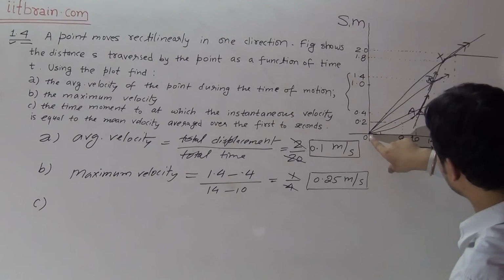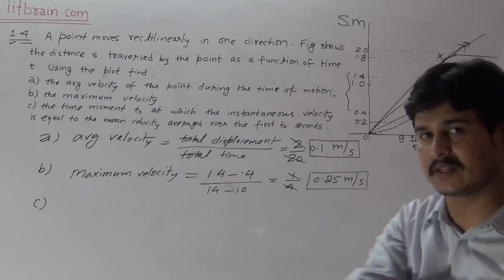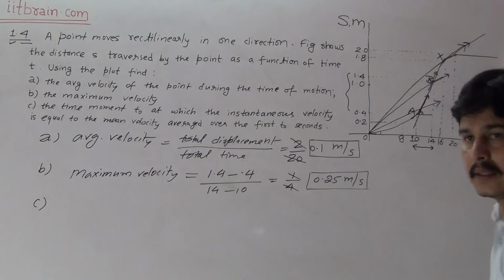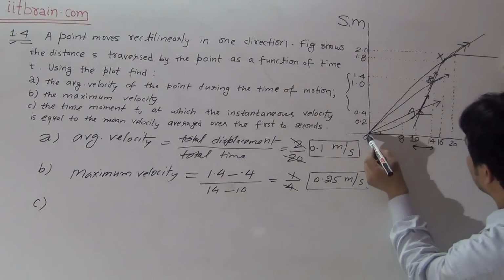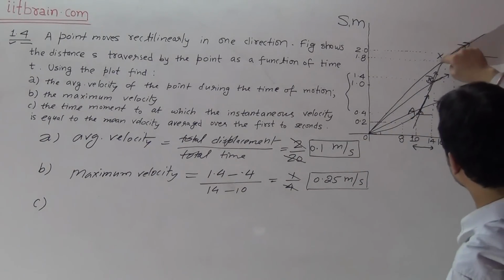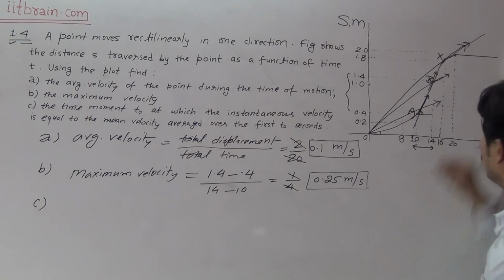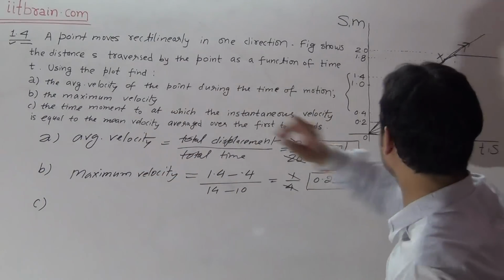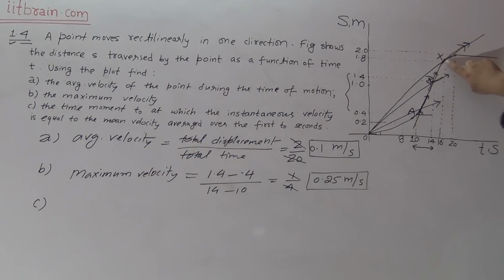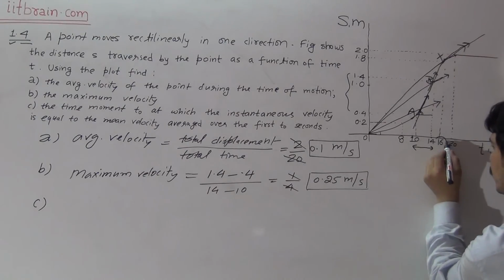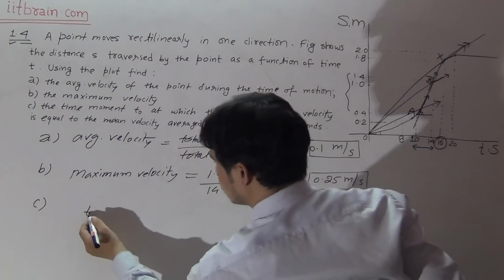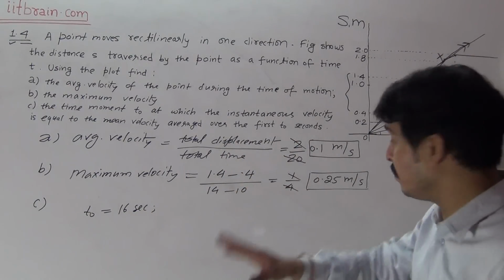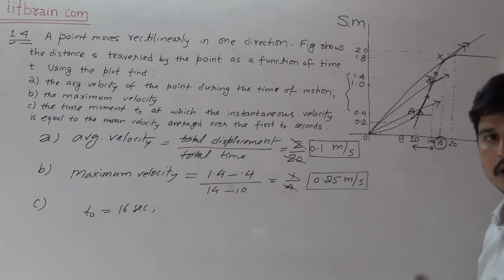The direction of mean velocity is the direction of the line joining the first and last point, and the direction of instantaneous velocity is the direction of the tangent drawn at it. So you can see here that the direction of the line joining O to X and the direction of the tangent drawn at point X are the same. So X will be that point which will be the answer of the third part. That time moment is nothing but the time moment of the X position, and the time moment of the X position is 16. So T naught will be 16. 16 seconds is that time where instantaneous velocity and mean velocity from the origin to that point become equal.